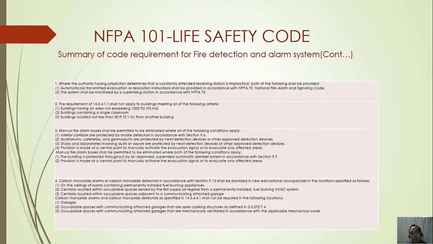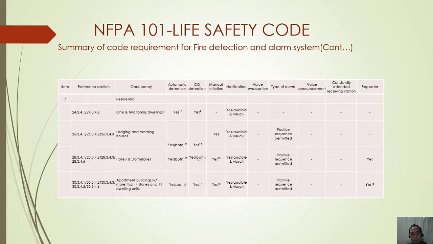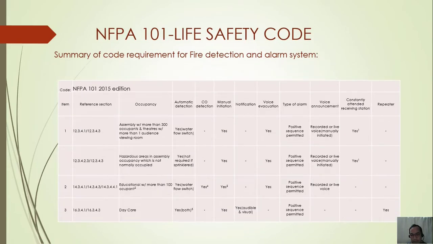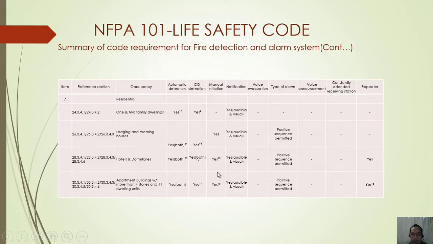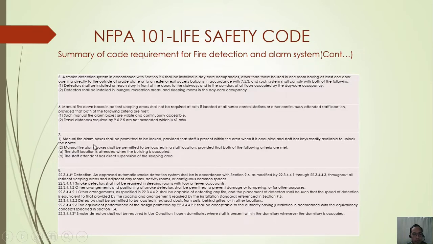Okay, let's go now to the seventh note. The seventh note can be found under detention and correctional. So there's a note also for manual initiation. Okay, let's see. Manual fire alarm boxes shall be permitted to be locked provided that the staff is present within the area when it is occupied and staff has keys readily available to unlock the boxes.